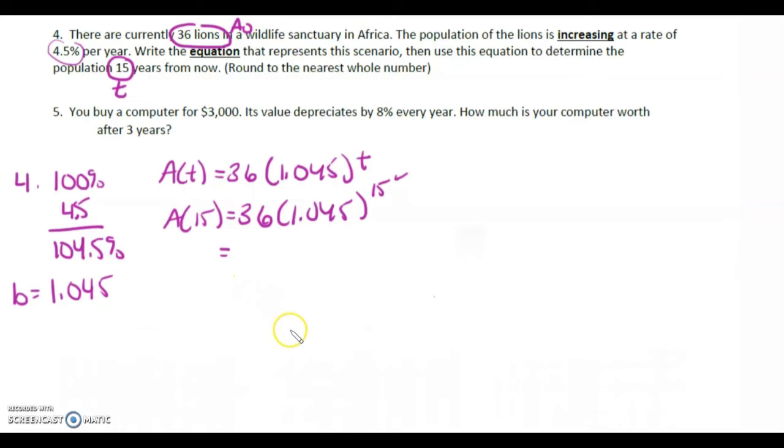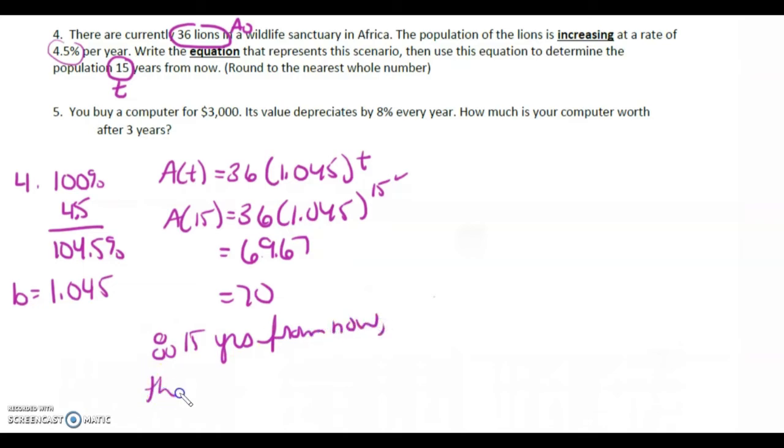So I get 69.6. Why don't we round to 70? Therefore, 15 years from now, there will be 70 lions.